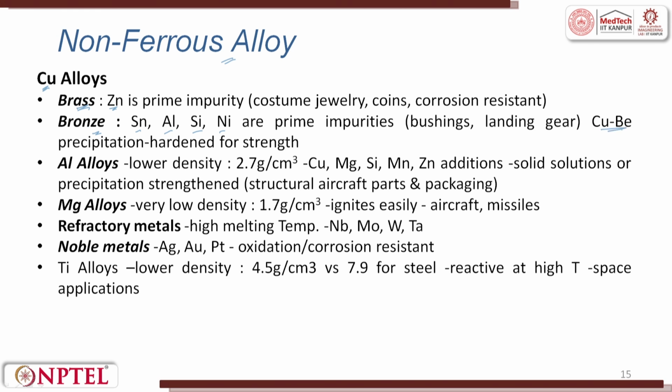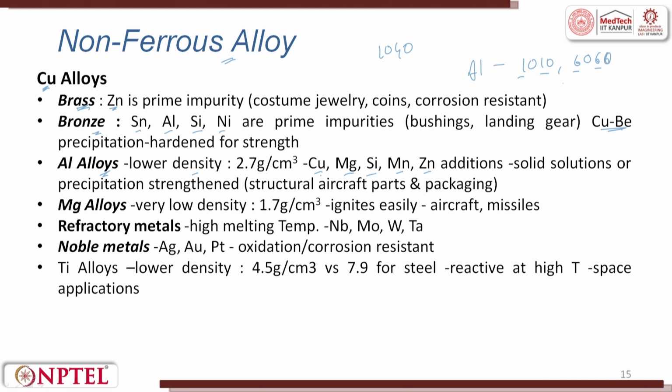Copper beryllium, precipitation hardening for strength, is also used. Several applications have come. Earlier we made landing gear out of brass, now we are making it out of aluminum, and then it has gone to composites. So, multiple things are there. The next important thing is aluminum alloys, which have a very low density, around 2.7 grams per cubic centimeter. Here copper, magnesium, silicon, manganese and zinc are added. As I told you, like steel has 1040, aluminum also has 1010, 6060, right. Depending upon the composition, these codes are given.